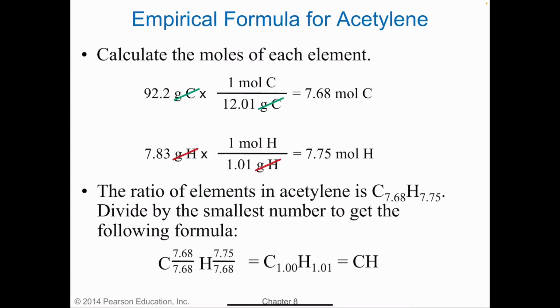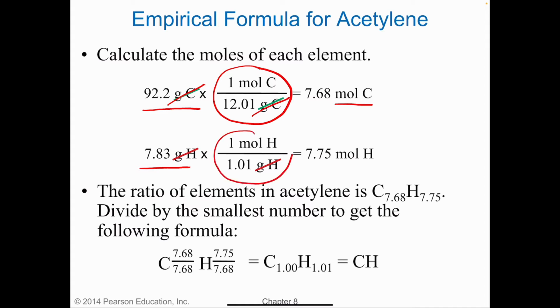So next, we can take these values and, like we did with the previous problem with the radium oxide, convert them into moles. So here's the 92.2 grams, and we're converting into moles. So we use the molar mass of carbon from the periodic table, set it up so your units cancel, and we get 7.68. Same thing for the hydrogen. It was 7.83 grams of hydrogen, so we took that percentage and made it grams. We divide by the molar mass, and we set it up so that the units cancel, and now we have moles, and we get 7.75.